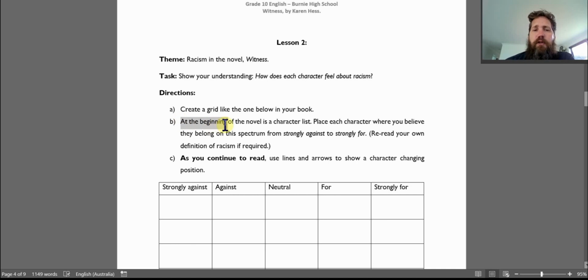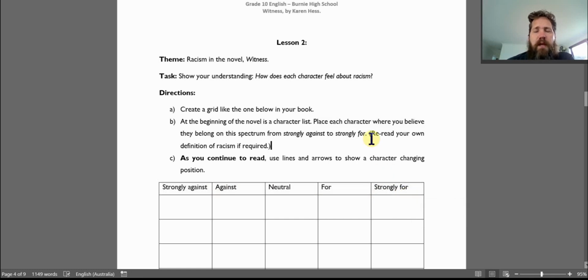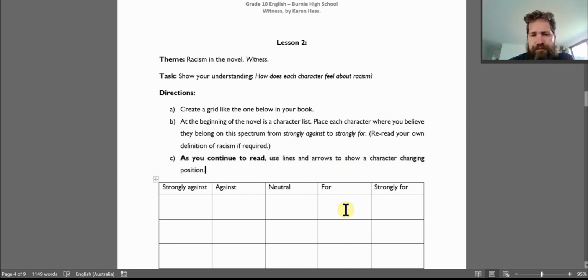At the beginning of the novel is a character list. Place each character where you believe they belong on this spectrum, and that's the spectrum there. From strongly against racism to strongly for, and reread your own definition of racism if required. As you continue to read the novel, use lines and arrows to show a character changing position.